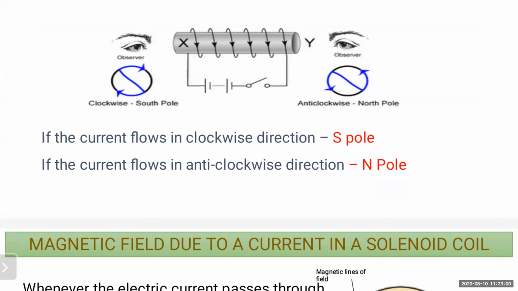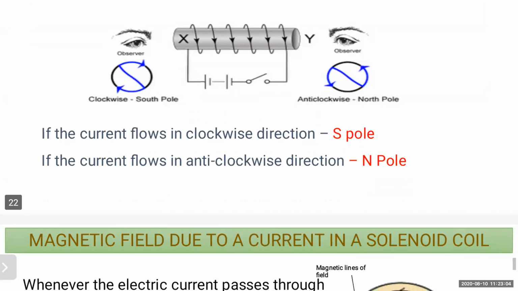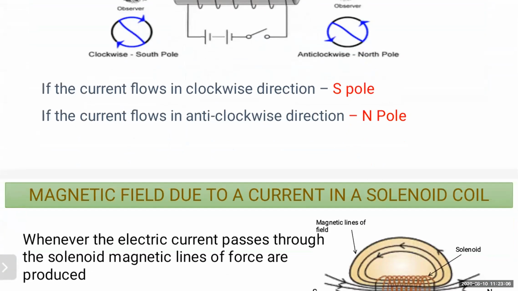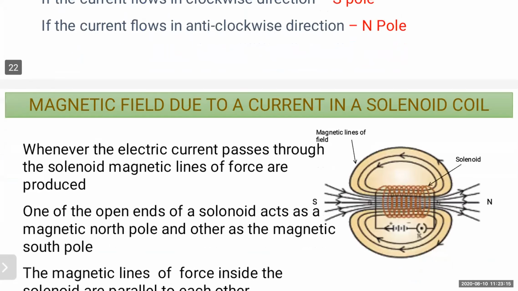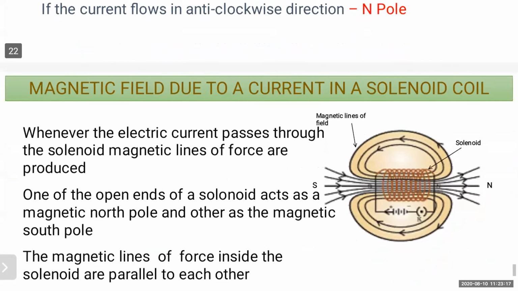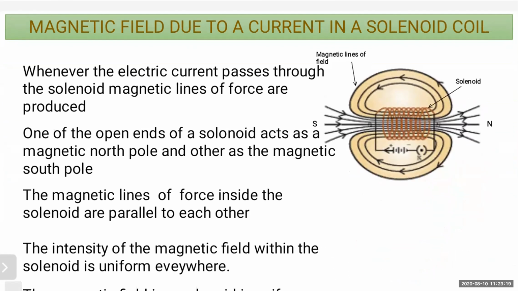So there is a north pole. Remember that. If the current flows in a clockwise direction in the solenoid, that indicates the south pole, and an anti-clockwise direction indicates the north pole. Now, the magnetic field due to current in a solenoid.